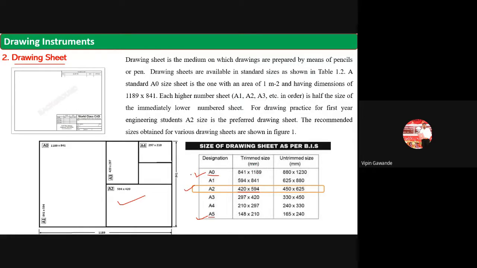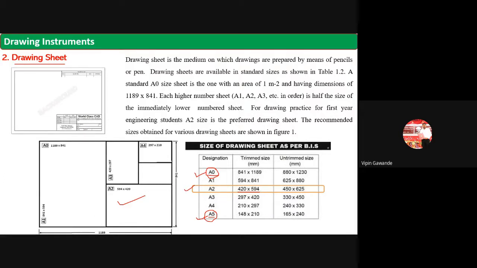Another question: they will give you A0, A1, A2, A3, A4, A5 and ask which drawing sheet has the maximum dimension. Remember, it is starting from A0. A0 is the largest size and A5 is the smallest size. Likewise, questions will be asked.